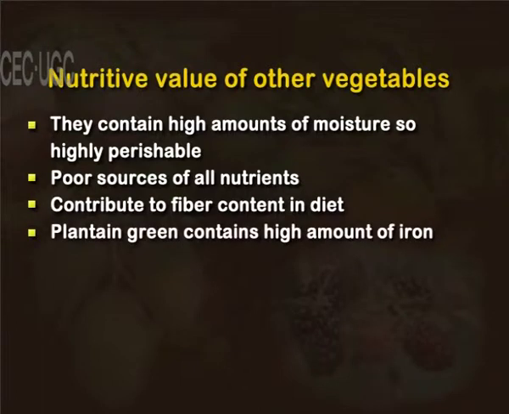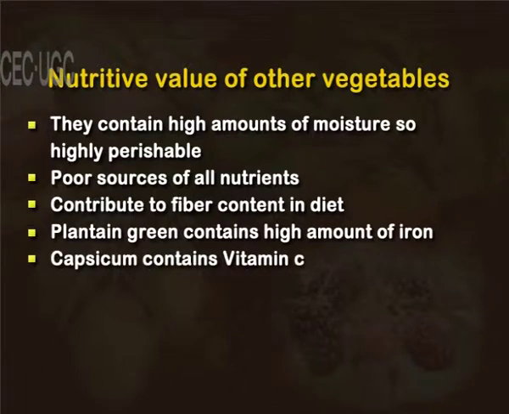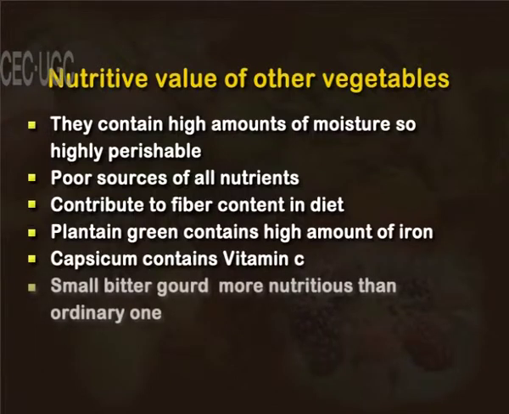Now plantain green contains a high amount of iron. Capsicum contains vitamin C, and we have two varieties of bitter gourd, the small variety and the bigger bitter gourd. The small variety is more nutritious than the bigger bitter gourd. So this is where we stop with the second module.